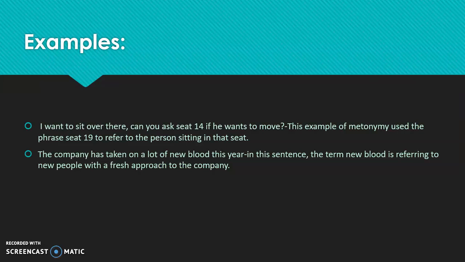And here I have more examples. I want to see over there. Can you ask seat 14 if he wants to move? This example of metonymy uses the phrase seat 14 to refer to the person sitting in that seat. And the last example: the company has taken in a lot of new blood this year. In this sentence, the term new blood refers to new people with a fresh approach to the company.